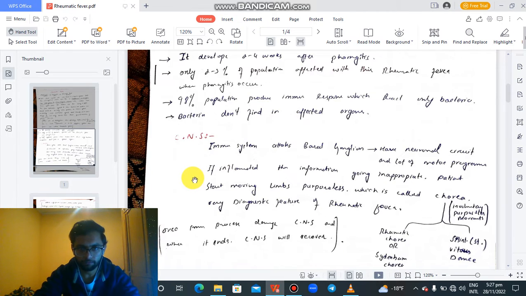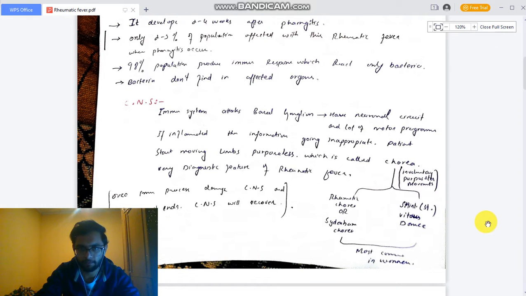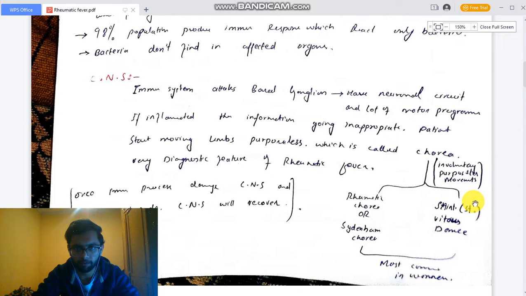CNS. One minute, I will enlarge it. So CNS: the immune system attacks the basal ganglia, which have neuronal circuits and a load of motor programs.